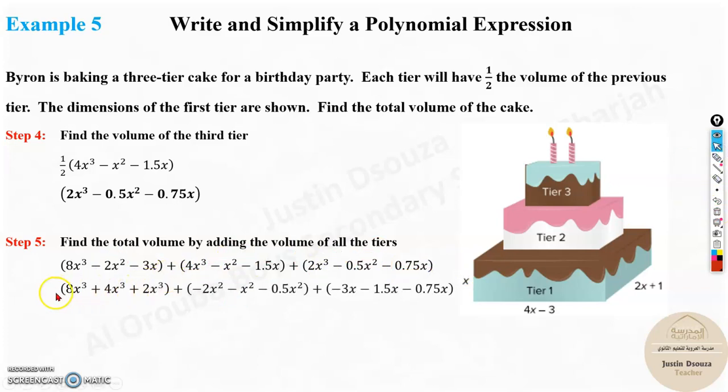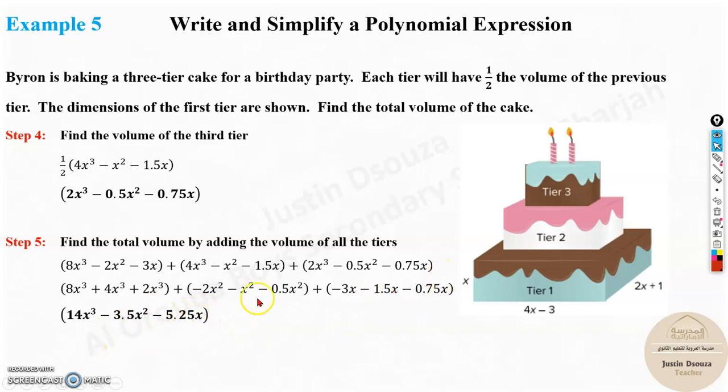So like terms together: minus 2x squared minus x squared minus 0.5x squared, and lastly minus 3x minus 1.5x and minus 0.75x. Add them up. 14x cubed over here, and when you add the rest, you'll get minus 3.5x squared, and lastly minus 5.25x. So this is the answer.